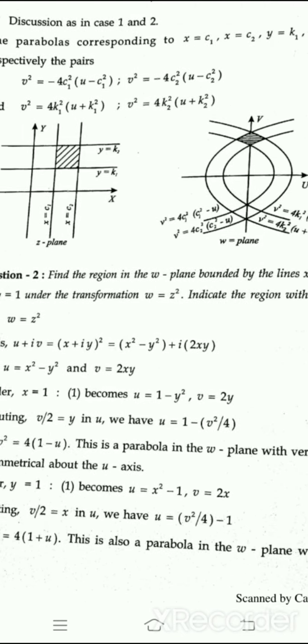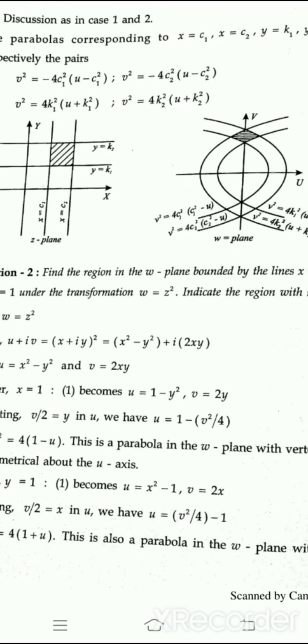you have to take w = z square. Here also a similar method is used. w = z square, that is, u + iv = (x + iy) whole square = x square - y square + i into 2xy. Separating real and imaginary parts, u = x square - y square and v = 2xy.